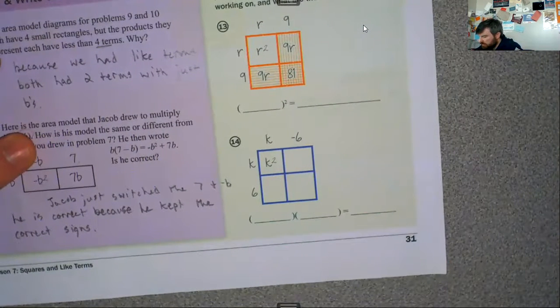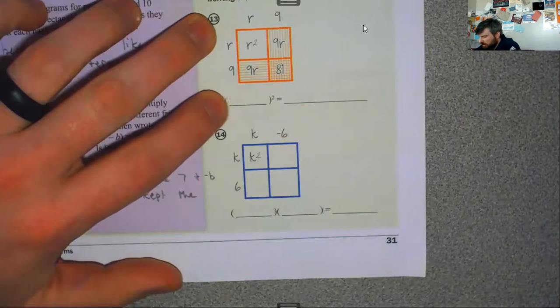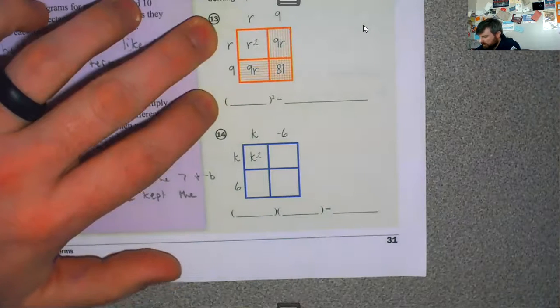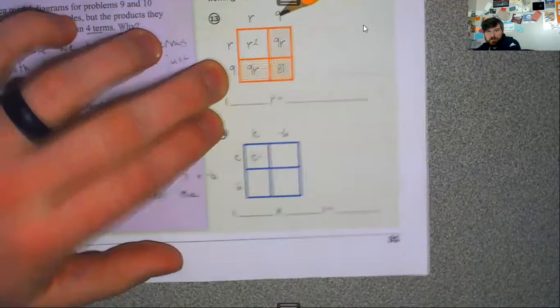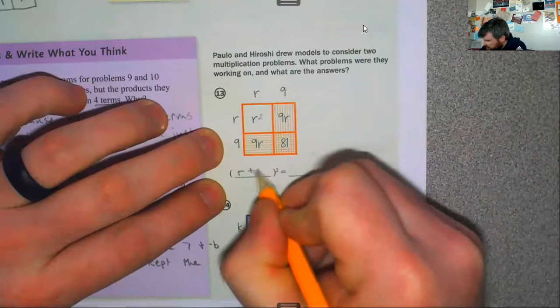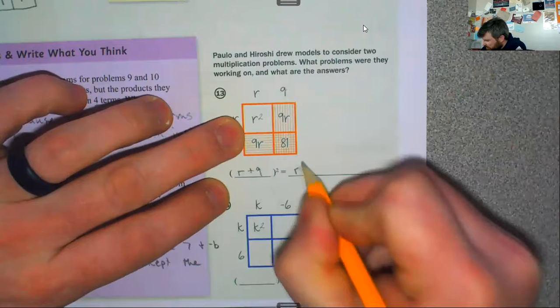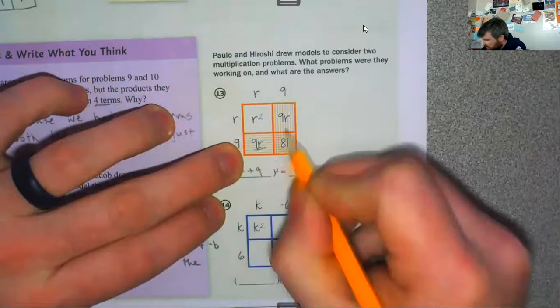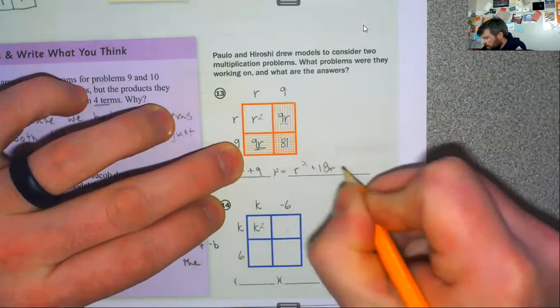These two drew a model to consider 2 multiplication problems. What problems were they working on, and what are the answers? Okay, so here we have r plus 9, r plus 9. Those are the same, so it'd be r plus 9 squared. And the answer here is r squared. Okay, these two are like terms, 9r, 9r. That makes 18r plus 81.